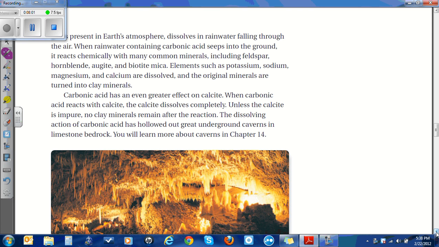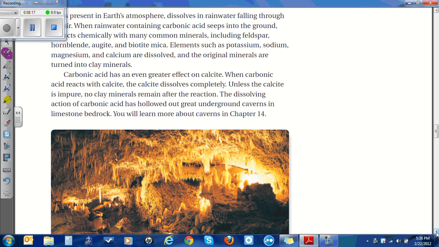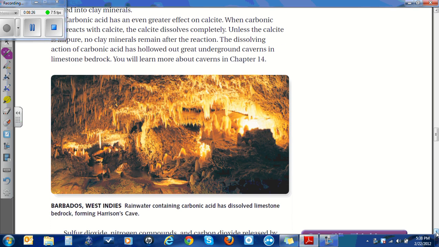Carbonic acid has an even greater effect on calcite. When carbonic acid reacts with calcite, the calcite dissolves completely. Unless the calcite is impure, no clay minerals remain after the reaction. The dissolving action of carbonic acid has hollowed out great underground caverns in limestone bedrock. You'll learn more about caverns in Chapter 14.